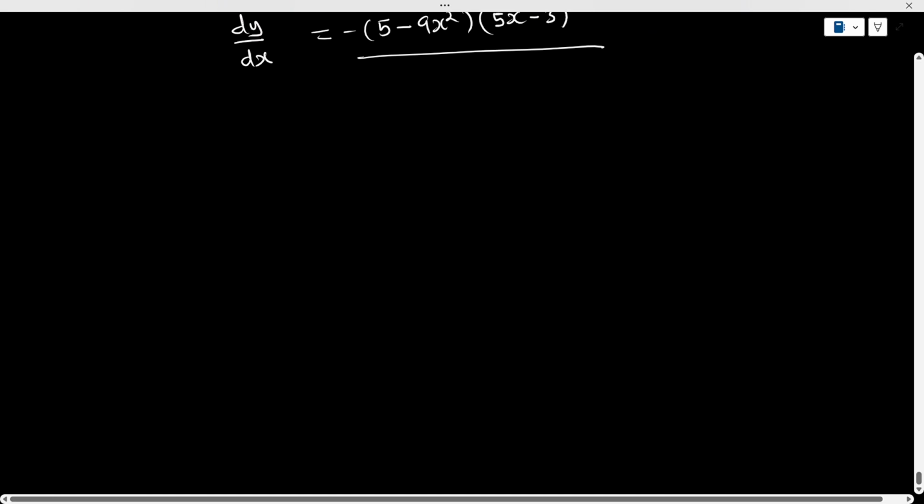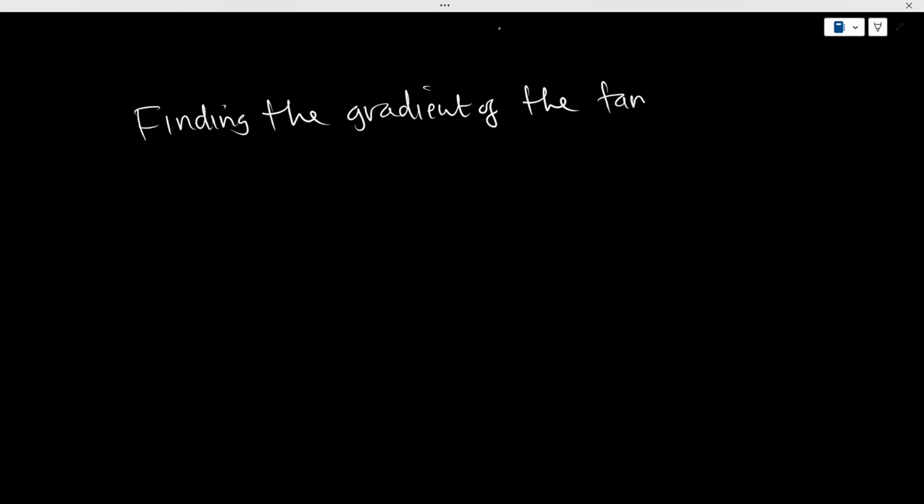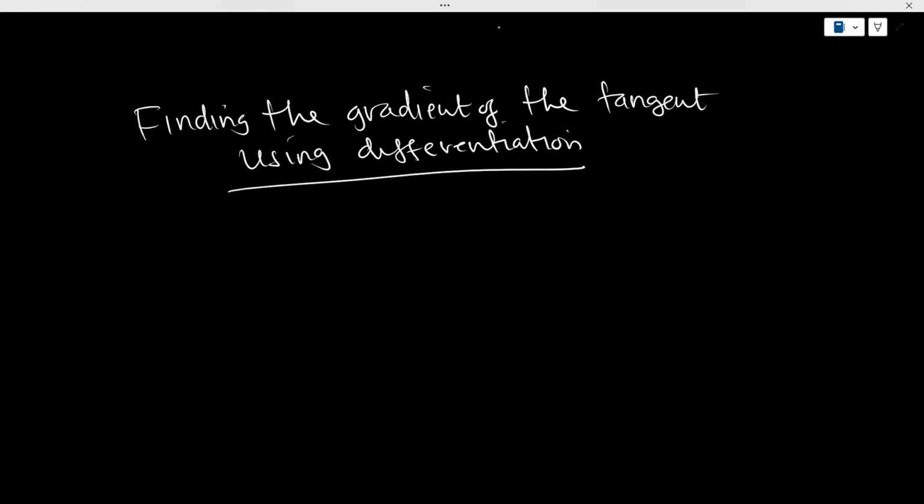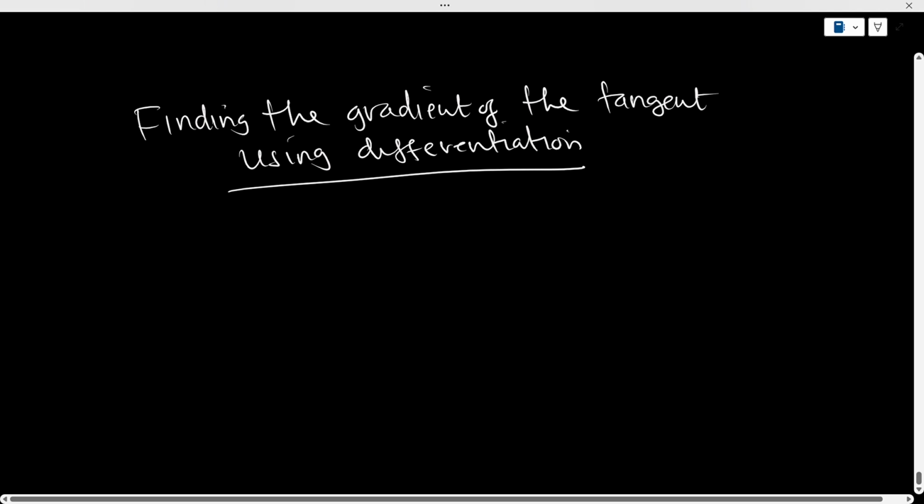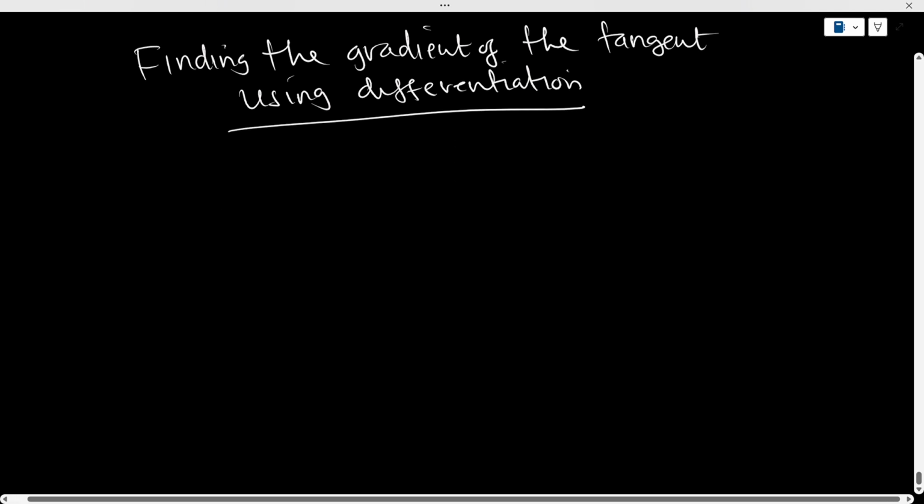Today we are going to be looking at how we can find the gradient of the tangent using differentiation. Finding the gradient using differentiation. This is not something new. This is exactly what we've been doing so far. But this time we're just going to find the gradient at a specific point.